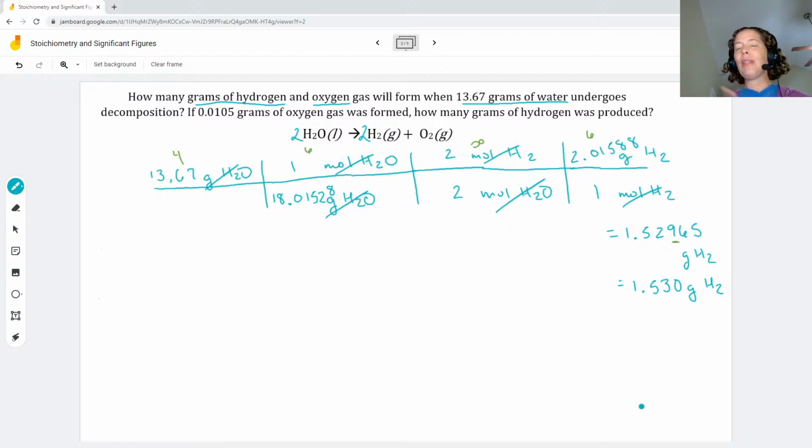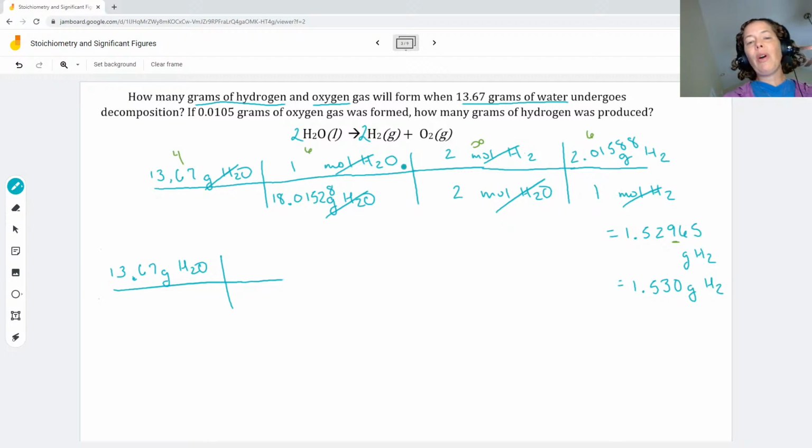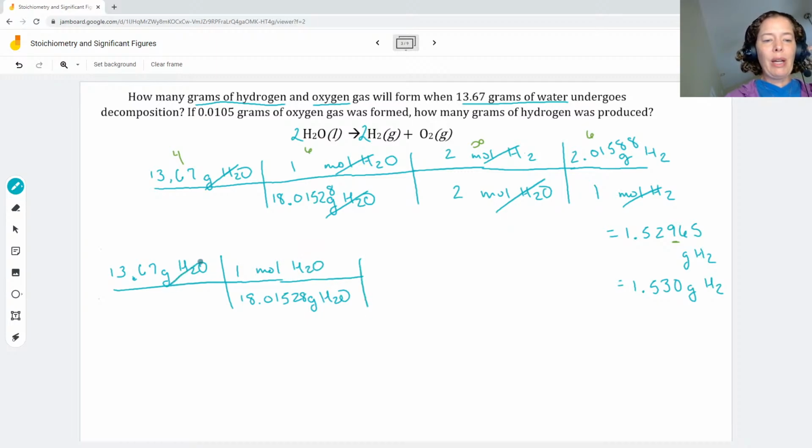Let's do the same thing, but this time we're going to do it for oxygen gas. So starting with what we were given, the 13.67 grams of water. Now, the nice thing about doing this is you're going to see that we're going to repeat a lot of the same things. Again, grams of water, we need to first convert to moles of water. So I am just going to write the same conversion factors down that I did for the first calculation. And again, my grams of water have canceled. I'm left with moles of water.